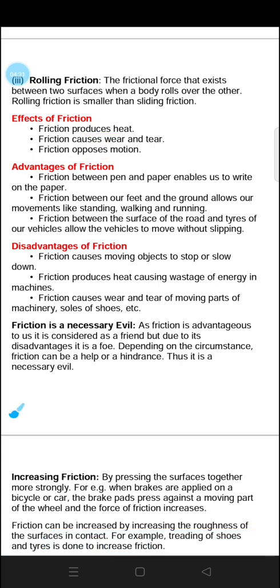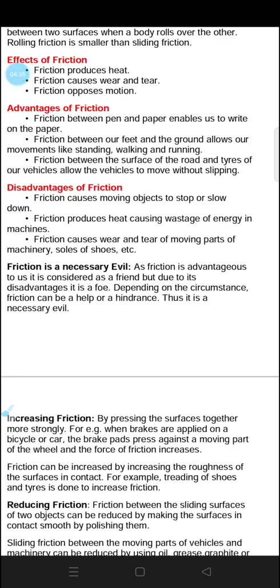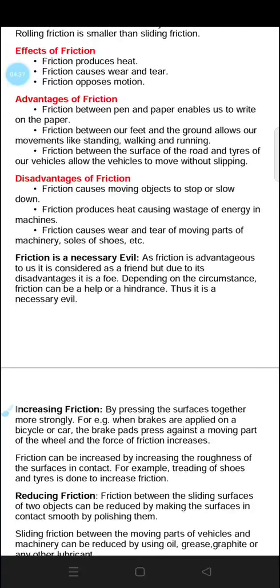Now what are the different advantages of friction? An advantage of friction is the friction between pen and paper. Whenever we write anything on paper with the help of a pen, there is a frictional force acting on it, and due to this frictional force we are able to write with the pen on the paper.